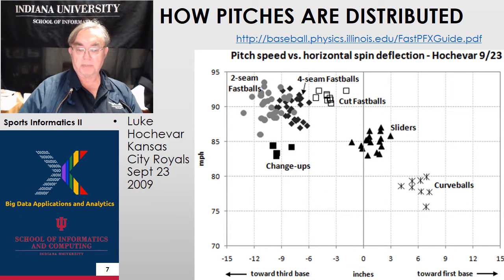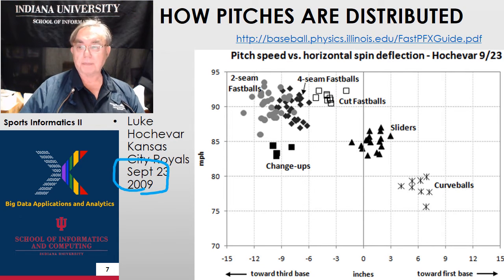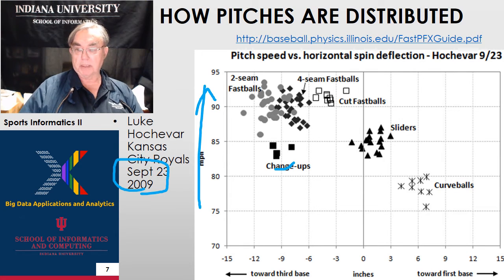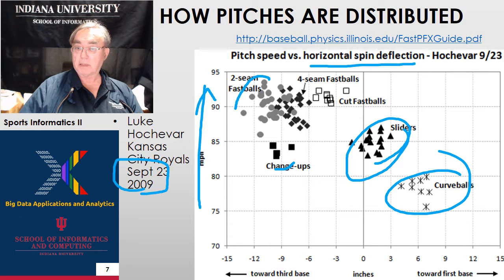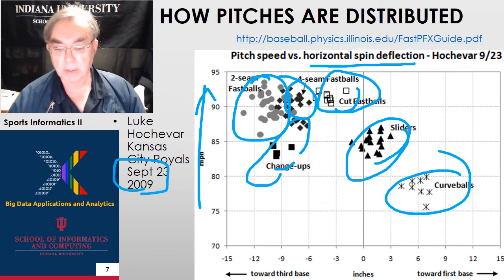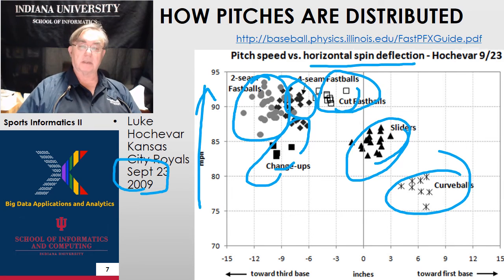All right, and here is actually a pretty amusing plot. Here's Luke again, and his performance in September 2009. Here's some plot with speed here, and we plot here horizontal deflection. And here we have sliders, curveballs, 2-seam. I don't know what a 2-seam fastball is, a 4-seam fastball, and the cut fastball, and change-ups here. So these are classifications with some of the features.